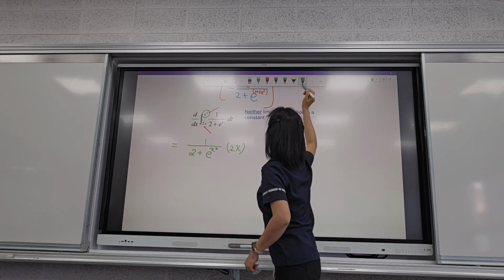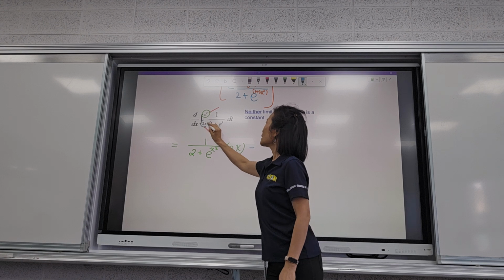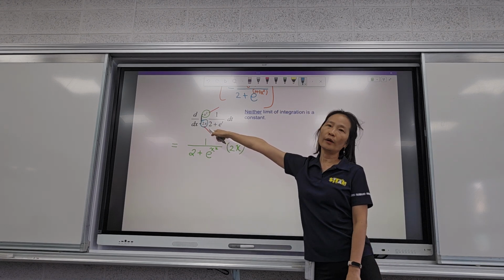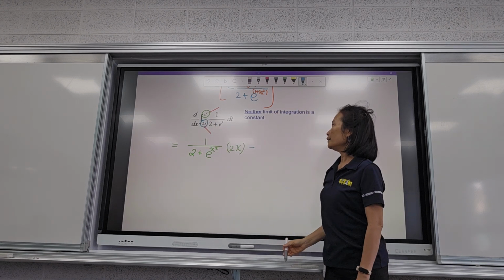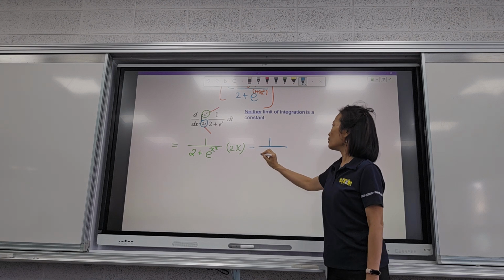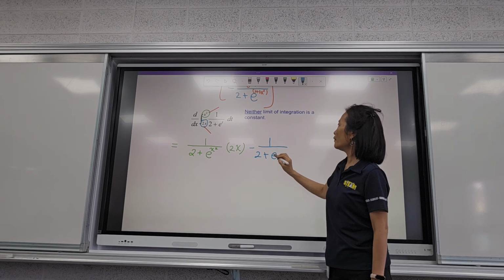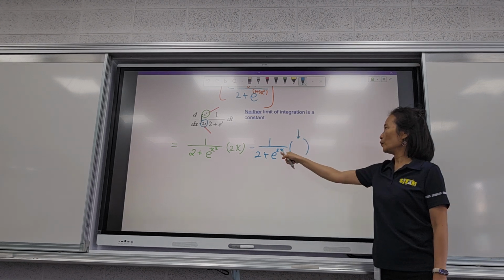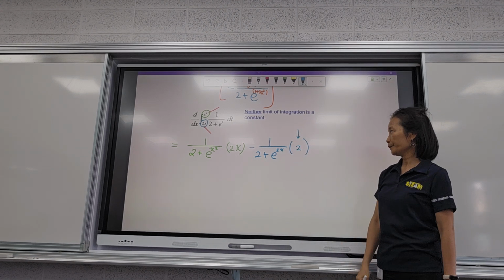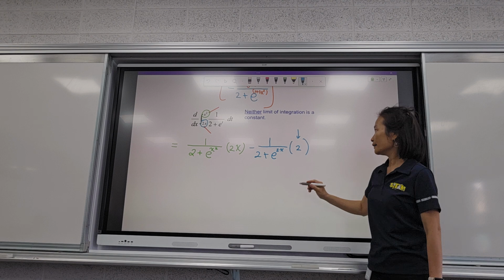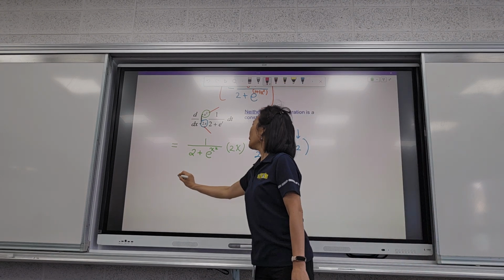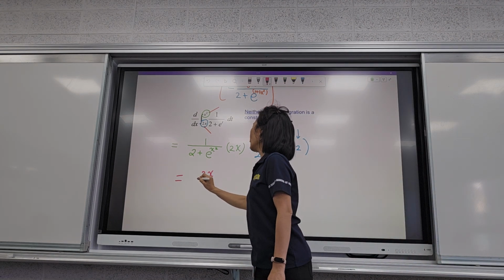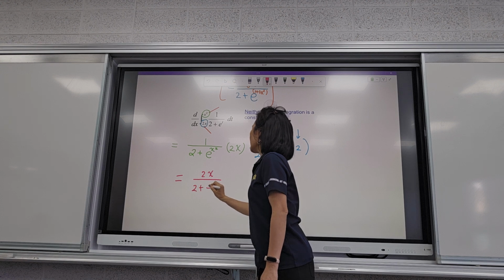Subtract. Substitute t with the lower function. So 1 over 2 plus e to the power of 2x. This is multiplied by the derivative of 2x, which is 2. Okay, write it nicely. It becomes 2x over that.